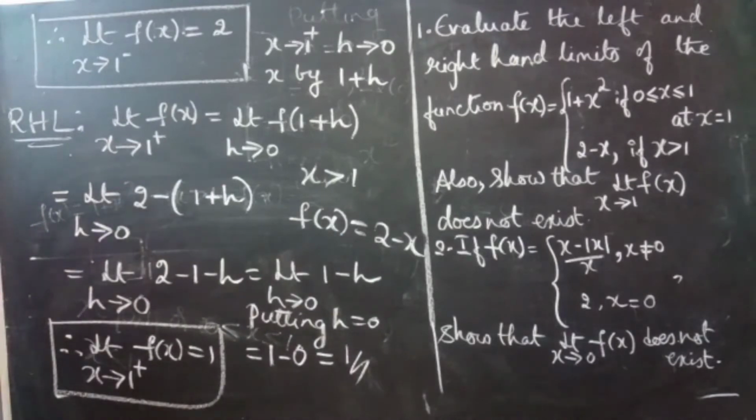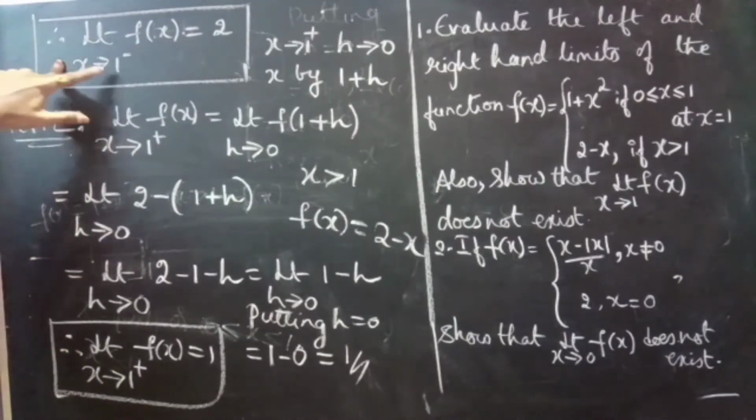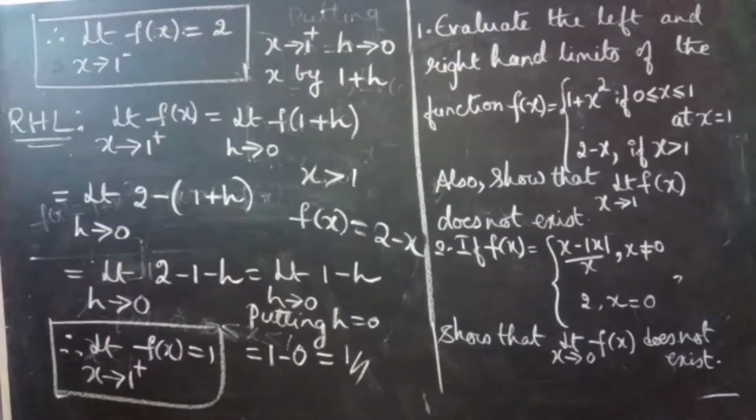Good. Now consider the left hand and right hand limits. Limit x tends to 1 minus f of x equals 2, which is not equal to 1, which is equal to limit x tends to 1 plus f of x.